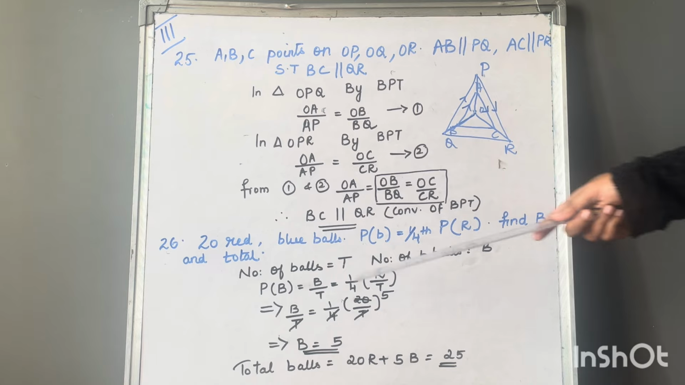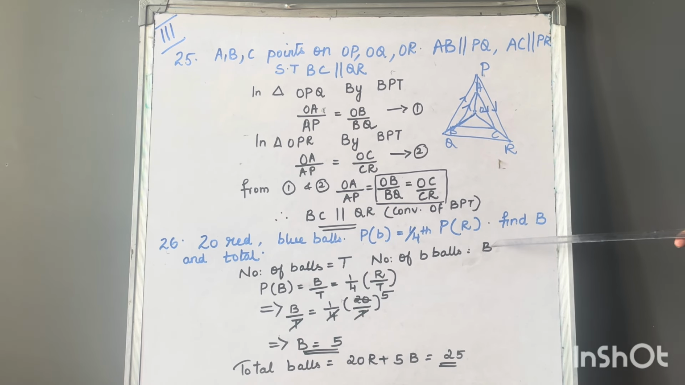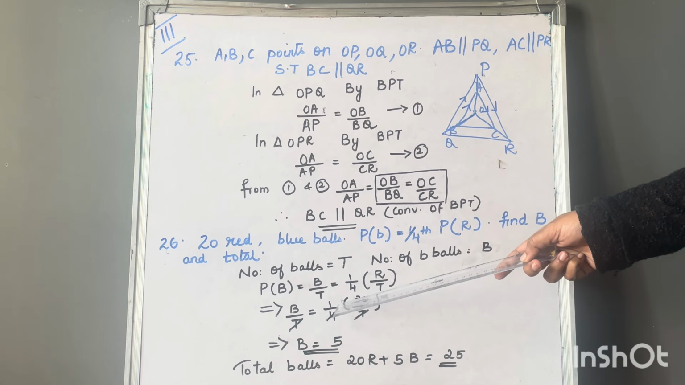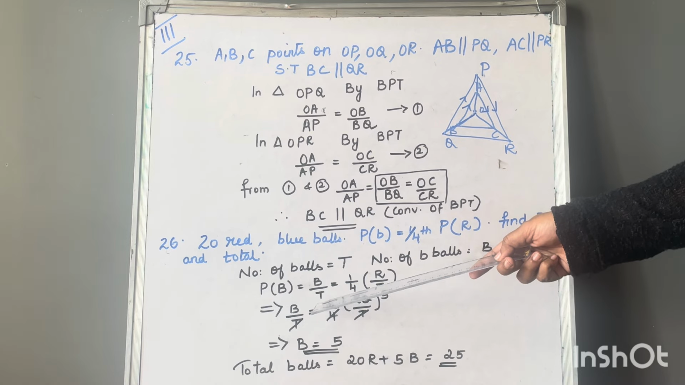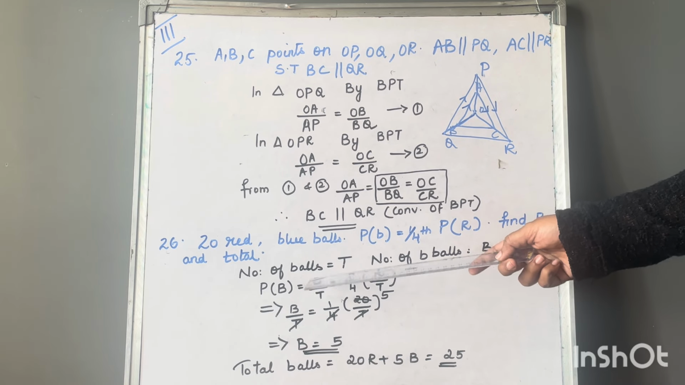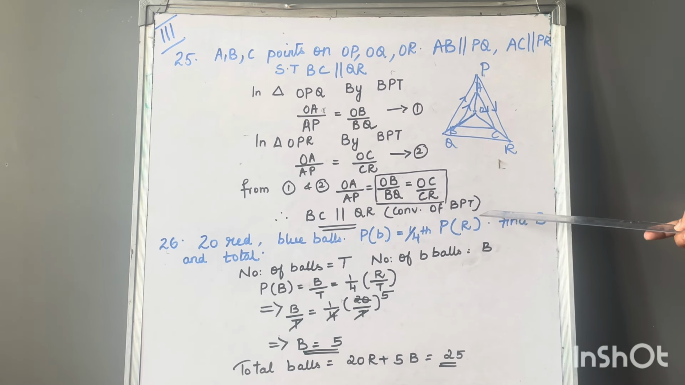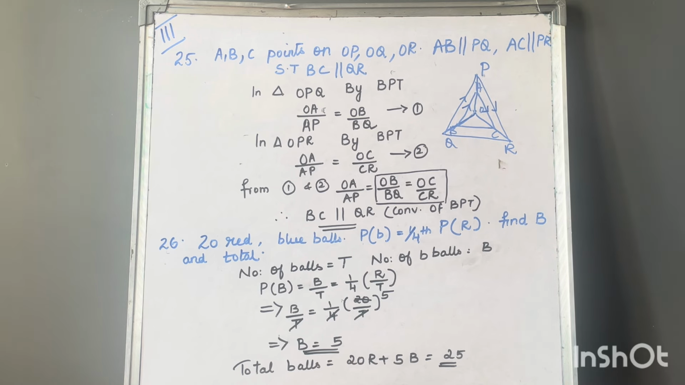So here let the total number of balls be T and the number of blue balls be B. The probability of blue balls will be the number of blue balls by the total number of balls. We have taken the number of blue balls as B and the total as T. So B by T is 1/4 of P of R, so 1/4 of R by T, where R is the number of red balls.